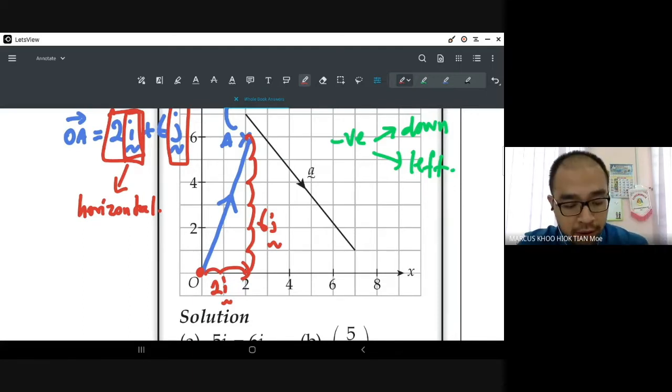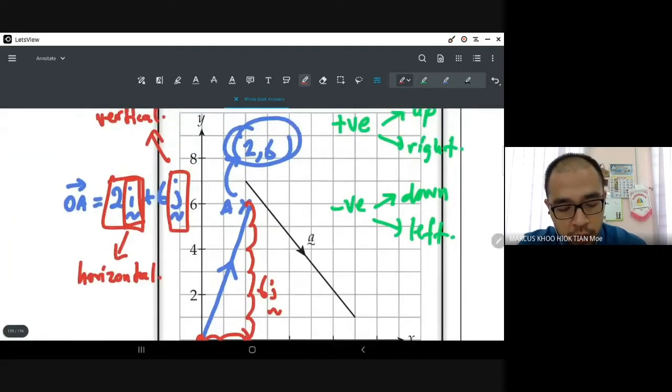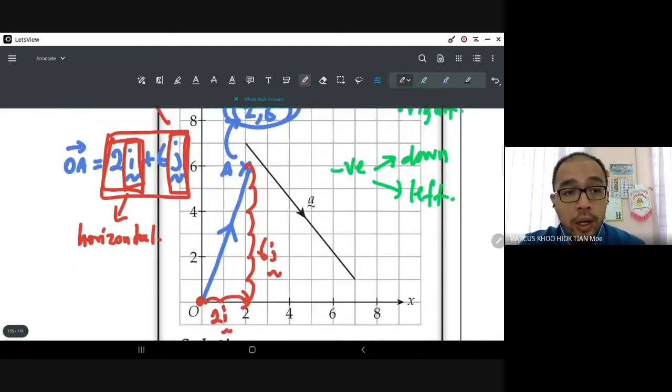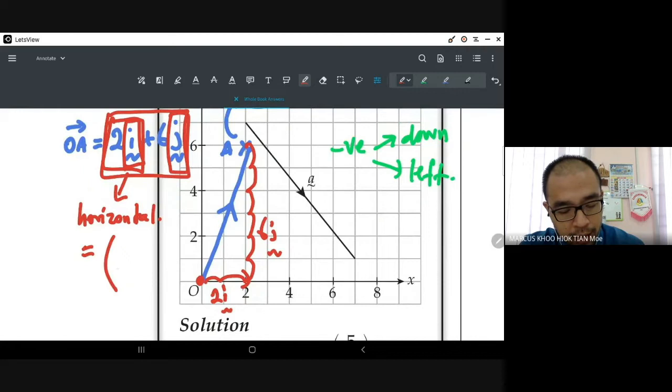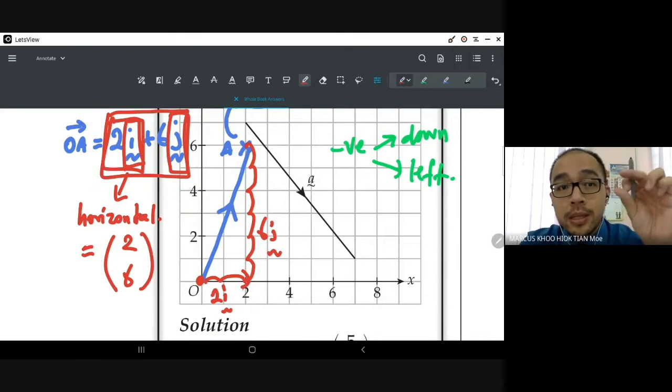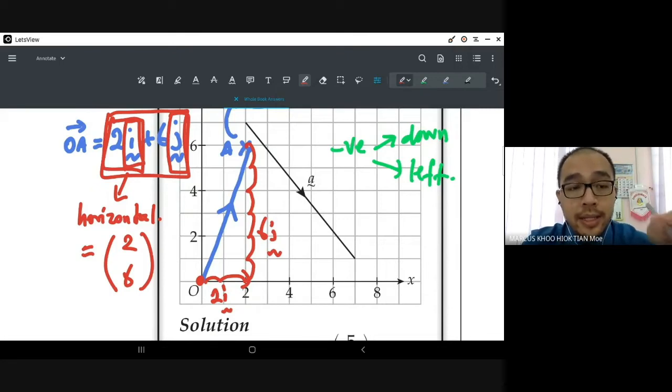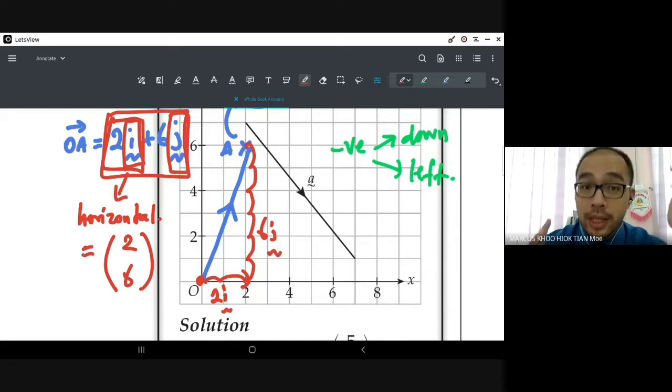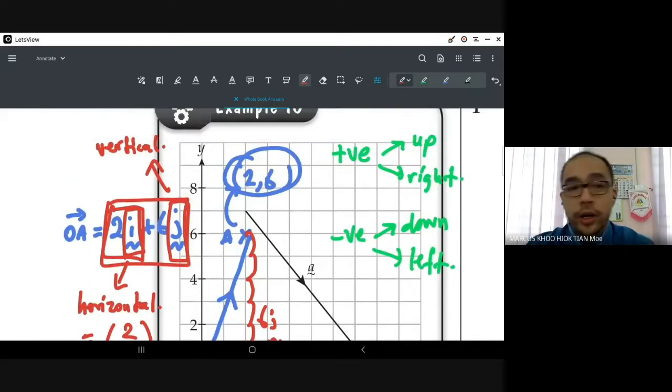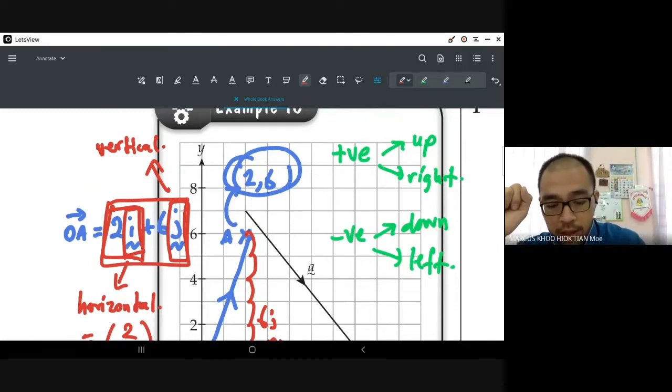Now, how do we write the vectors? We either write it using 2i plus 6j, or another way that we can write it is by writing it as a column like this. It means the same thing. 2 means it's going 2 steps to the right. 6 means it's going 6 steps upwards, because it is a positive number. So that's the first thing. Any coordinate in the Cartesian system can tell us the position vector, starting from the origin, definitely starting from the origin. That's why it's OA, because it starts from the origin.